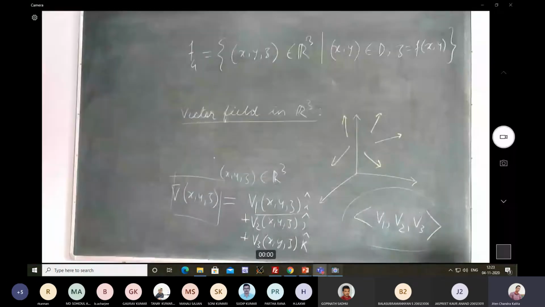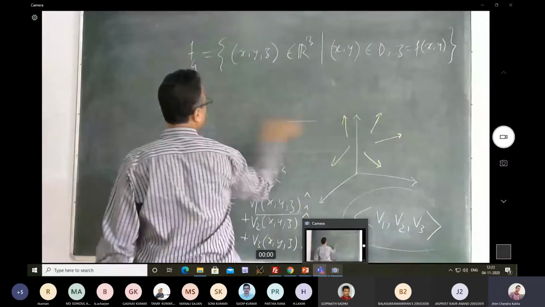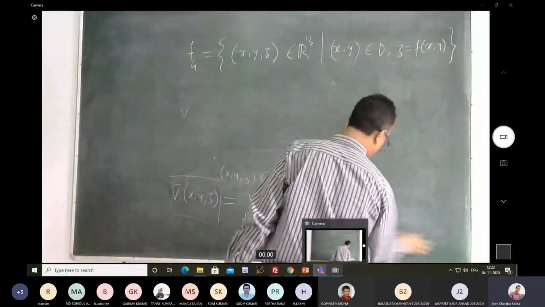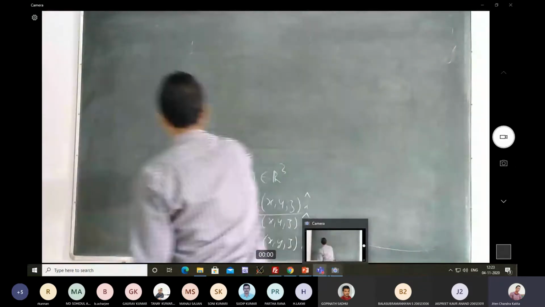Now let me come to space curves. In fact, you already know space curves. Any idea what a space curve is? Space curve. Yes?